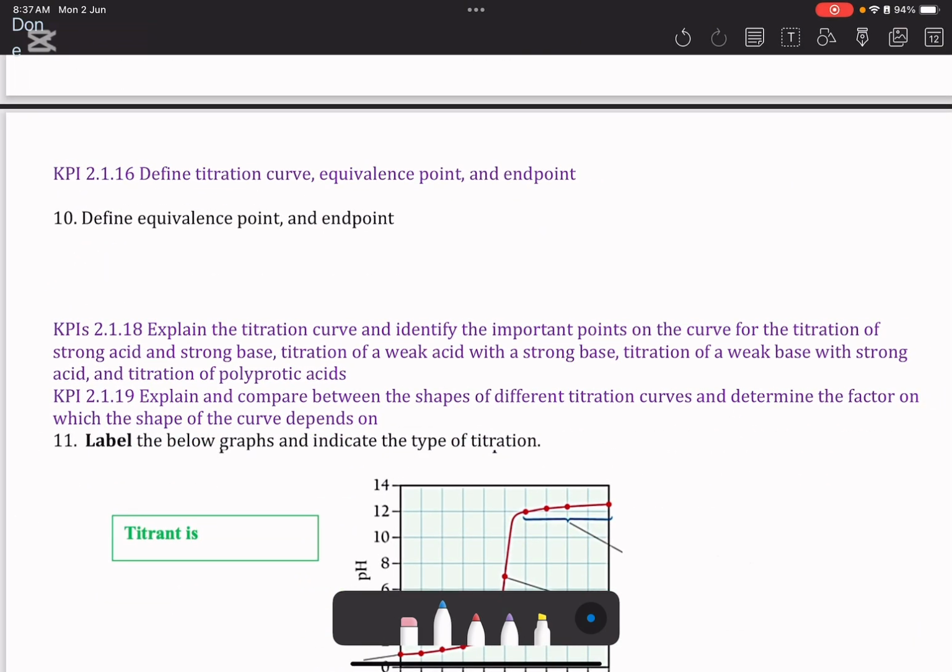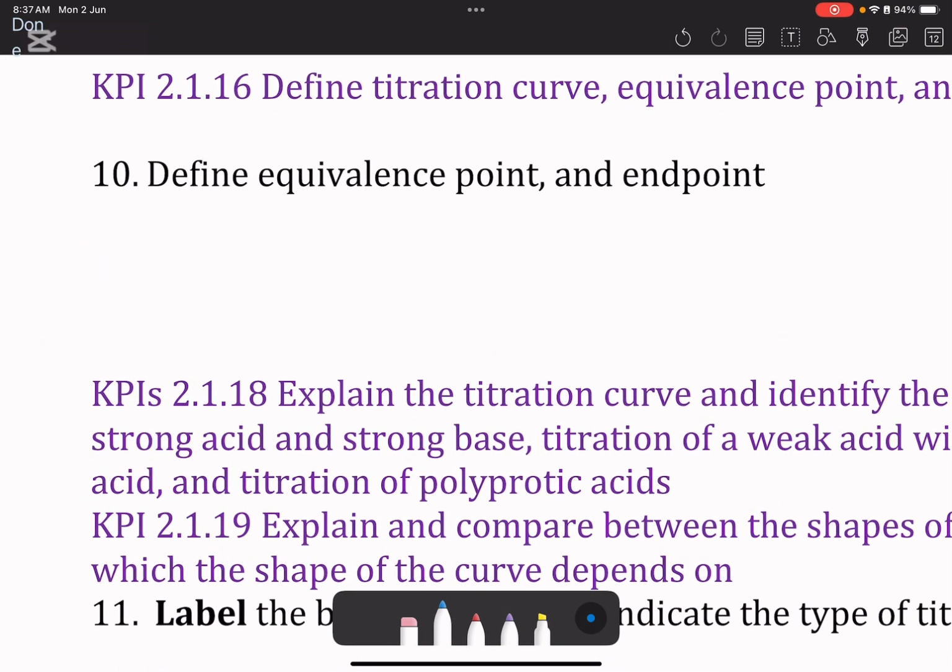Titration curves, define equivalence point and endpoint. There's a big difference between equivalence and endpoint. Endpoint means when you stop the titration. Equivalence is coming from the word equal, so there must be something equal in here. So let me first explain.